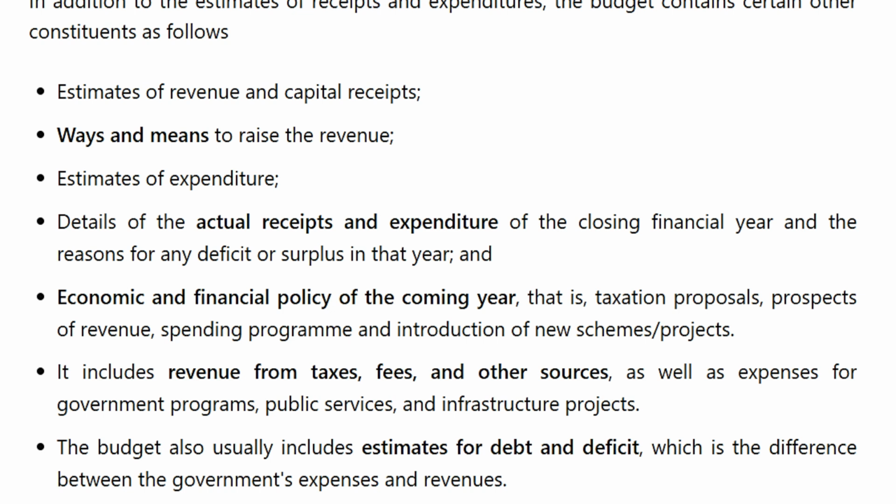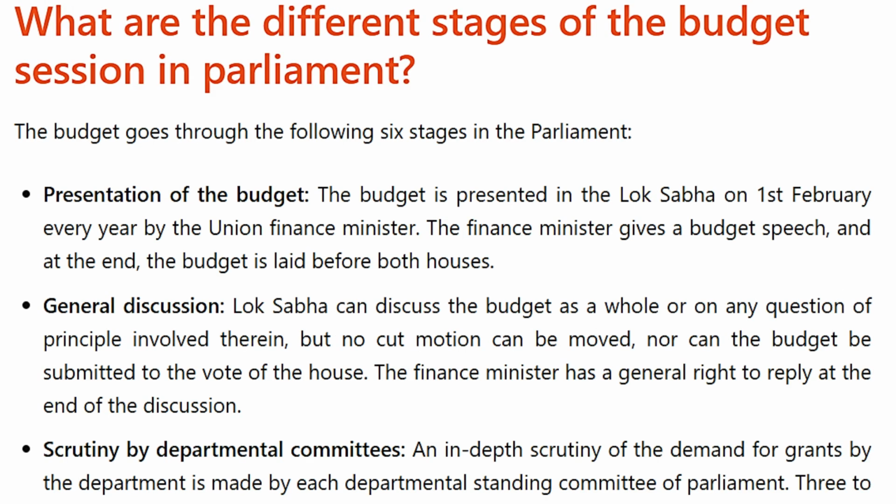It includes revenue from taxes, fees and other sources as well as expenses for government programs, public services and infrastructure projects. The budget also usually includes estimates for debt and deficit, which is the difference between the government expenses and revenues. What are the different stages of the budget session in Parliament?